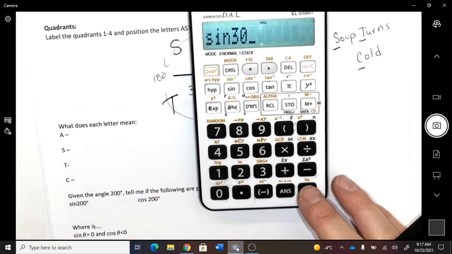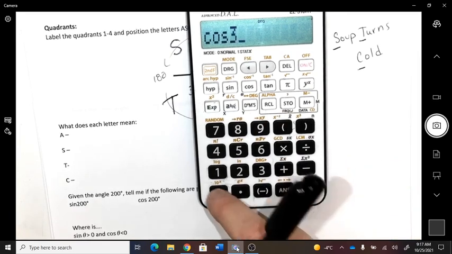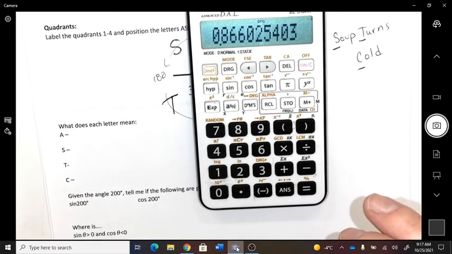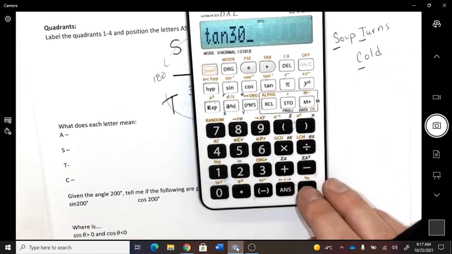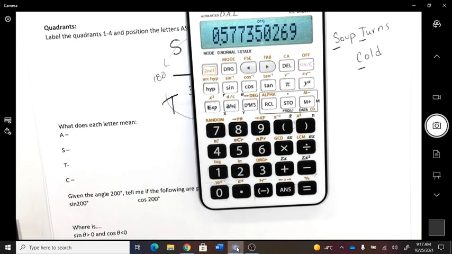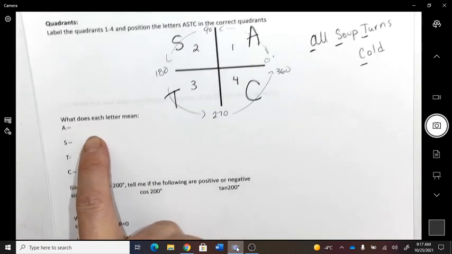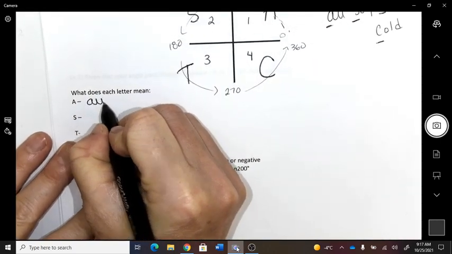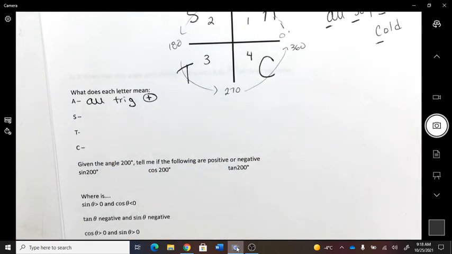Sine of 30. Positive. Cos of 30. Positive. Tan of 30. Positive. So, why did I use an A? All trig, no matter what you trig, sine, cos, or tan, they're all positive.